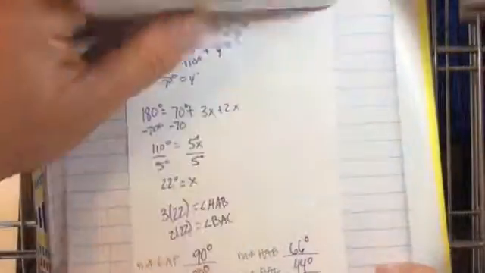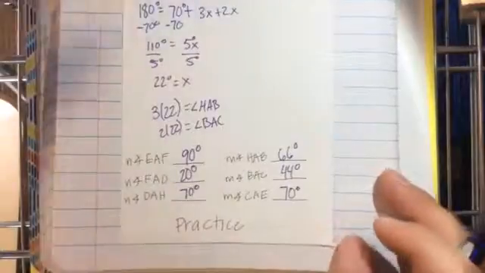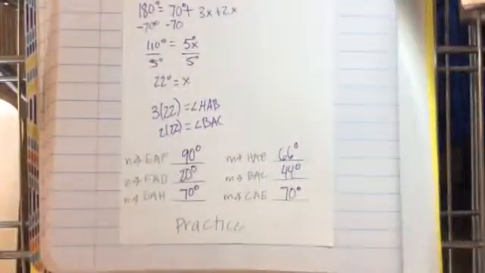So, to finish off, we found that CAE is 70 degrees. Then the packet. So we've finished.